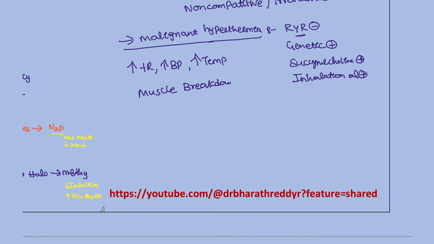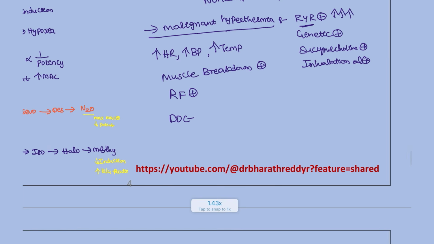Okay, muscle breakdown. Here the ryanodine receptor is activating more and more, so muscle breakdown is seen. Ultimately the patient can land in renal failure. So what is the drug of choice that we can use for this patient? The drug of choice is dantrolene. Dantrolene has to be given for this patient, along with IV fluids. This is how we can control the patients from the complication of malignant hyperthermia.